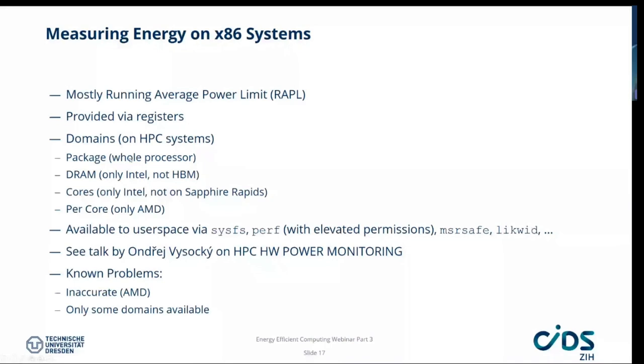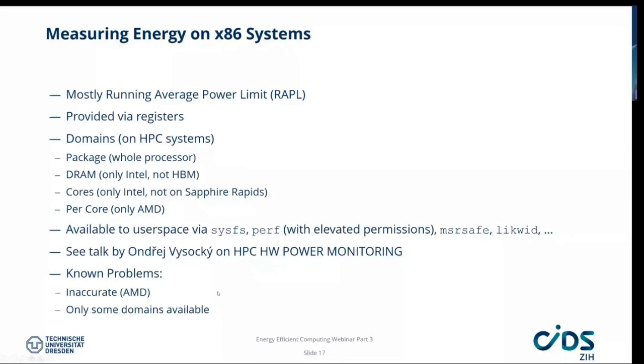We have the package domain, the DRAM domain on Intel, the core domain only on Intel, but not on Sapphire Rapids, and the per core domain. So that's the power consumption of all the cores, and that's the power consumption of each single core. These are available via sysfs or perf or MSR safe, whatever interface you want to use.